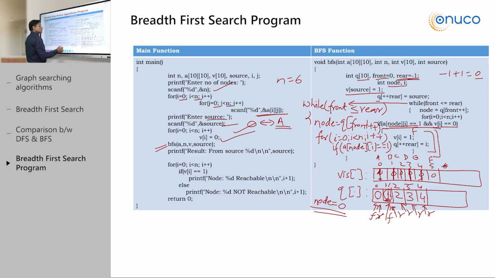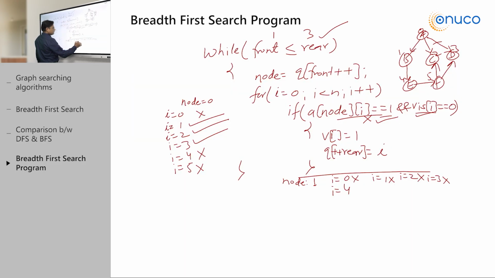Next, we still need to check other possibilities. I is equal to 4 is done. Now I is equal to 5. Do you have a path from 1 to 5? A direct path from 1 to 5? No, it failed. So only 1, and we have already updated. Hence again you are going to check the conditions. The front pointer is pointing to 2 and the rear is pointing to 4. Is 2 less than or equal to 4? Yes. The node is equal to Q of front plus plus. So we are going to store 2 now. The new iteration is node is equal to 2.